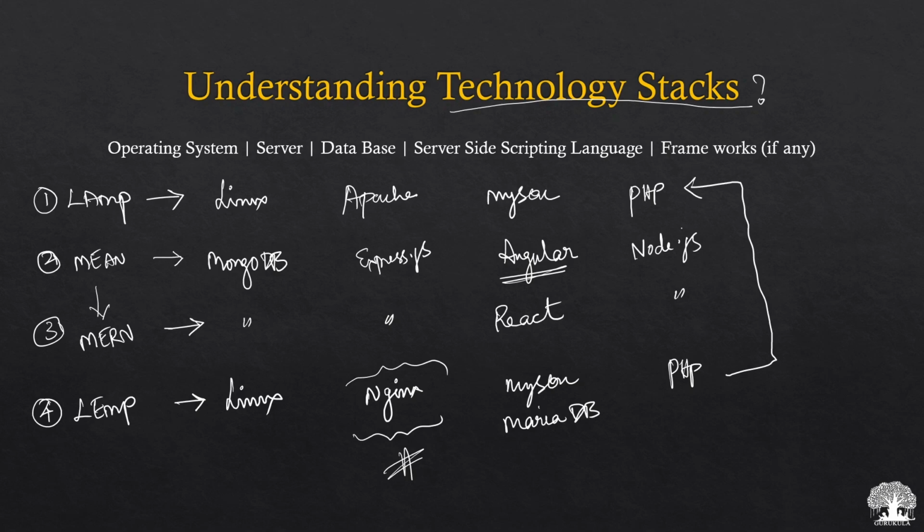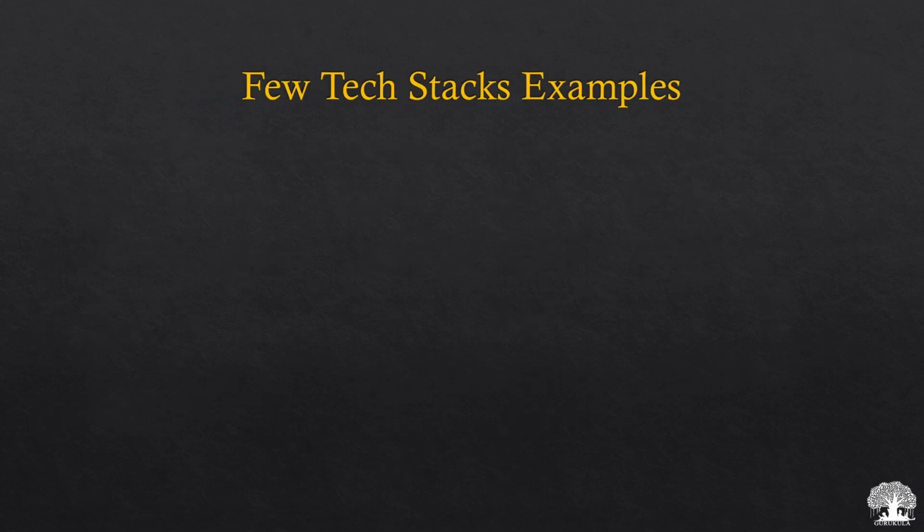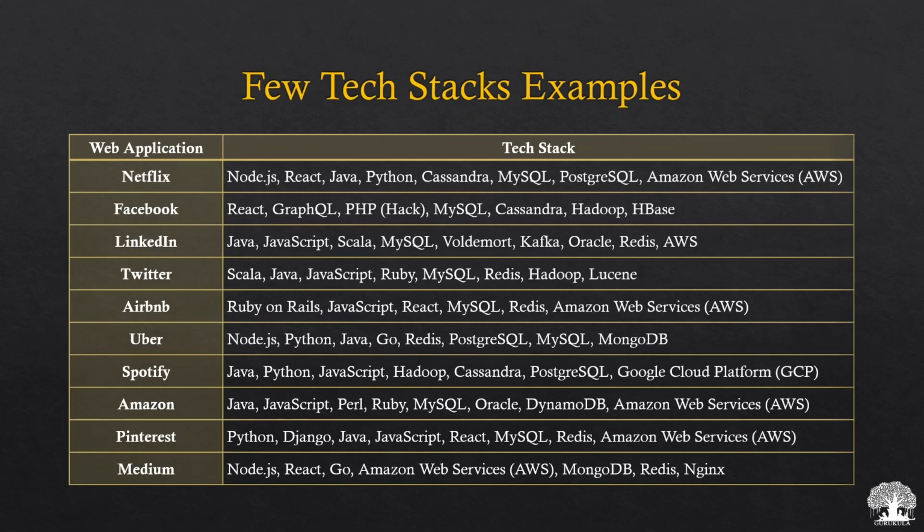And here is a table for your reference. You can pause the video here and see the technology stacks used by very famous web applications like Netflix, Facebook, LinkedIn, Airbnb, Uber, Spotify, Amazon, etc. So now I believe that you might have got an idea of what technology stacks are and how web applications are being developed.